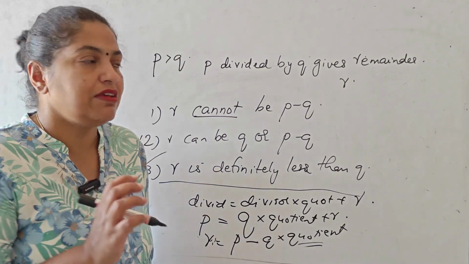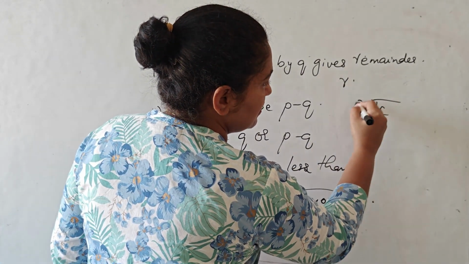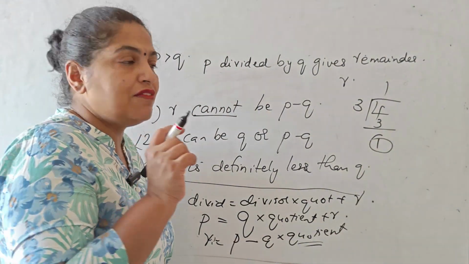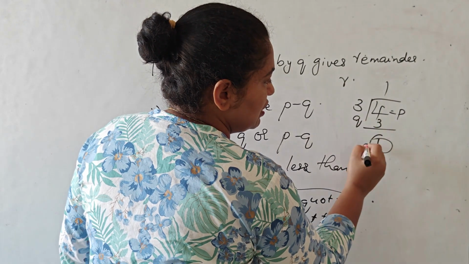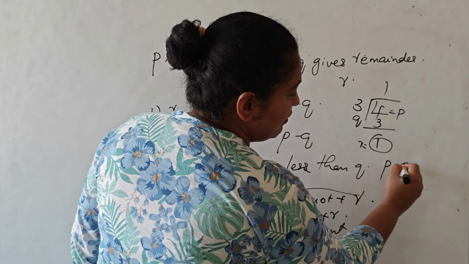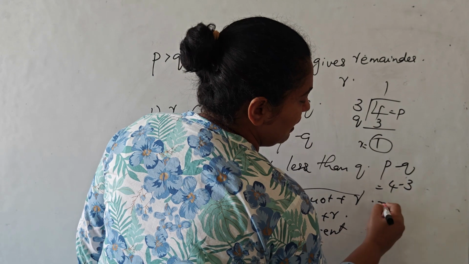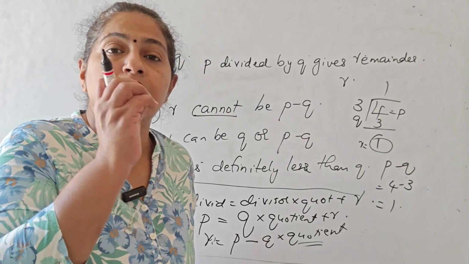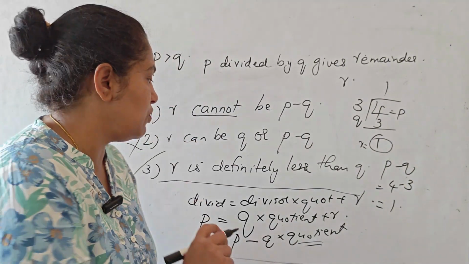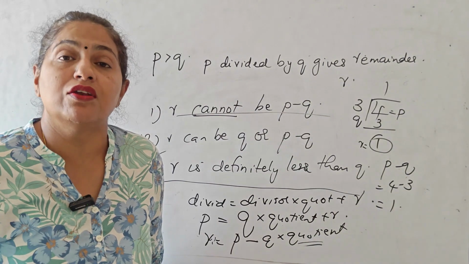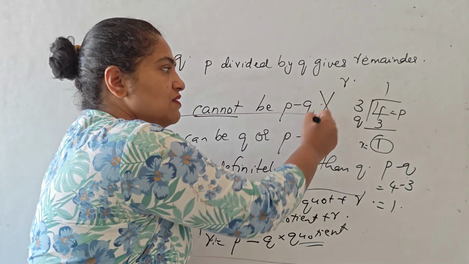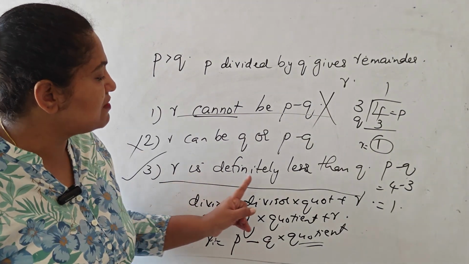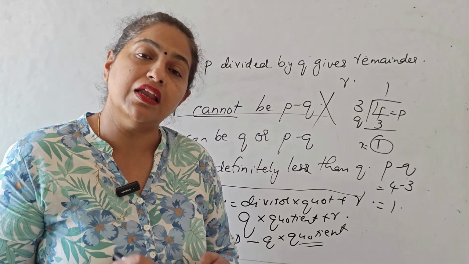Can you give me a very basic example? 4 divided by 3. Our remainder is 1. What is P minus Q here? This is our P, this is our Q, and this is our R. Here, the value of P minus Q becomes 4 minus 3, which is equal to 1. So, in certain cases, the remainder can be equal to P minus Q. So, I cannot say R cannot be P minus Q. So, this is also wrong. So, which is our only correct statement? Our only correct statement is R is definitely lesser than Q.